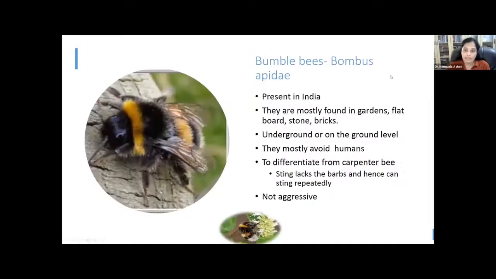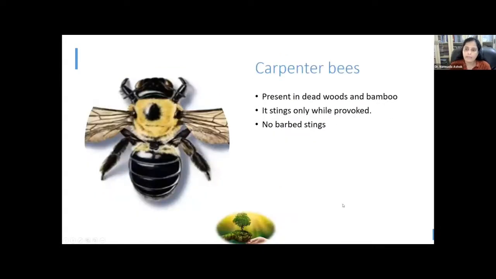Now, coming to the other part, which is the bumblebees, Bombus, which are present in India, they are mostly found in gardens, flat stones and bricks. They can be underground or at ground level. They tend to avoid humans, and the main advantage is the sting lacks the barbs and hence they cannot sting repeatedly, and they are not very aggressive either. And the carpenter bee is present predominantly in dead wood and bamboo. And again, it stings only when provoked.